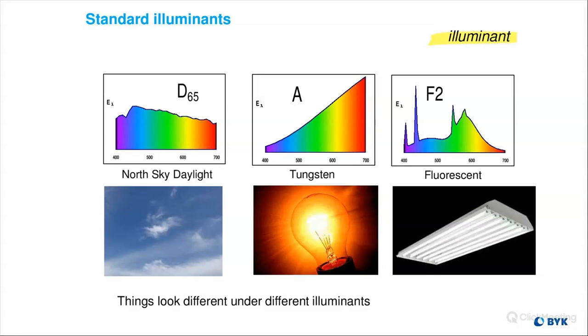Next to that, we have A light, so that's your tungsten light. We see this light mainly in homes, so it's that warm lighting. Next to that is fluorescent light, so usually in an office setting or a department store.